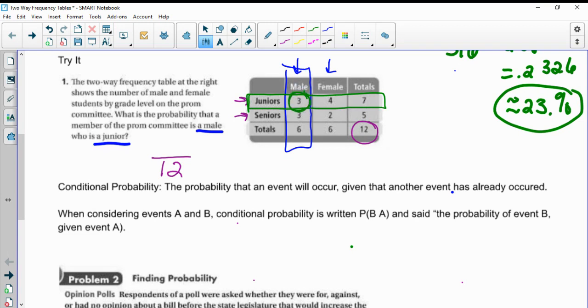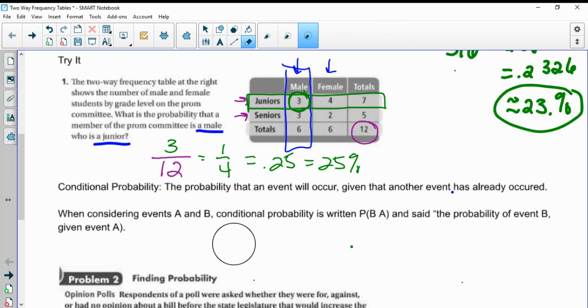prom committee. So our number is going to be 3 out of 12, which is 1/4, which is the same as 0.25, which is 25%. However you want to write that is fine with me. Okay. So there you go.